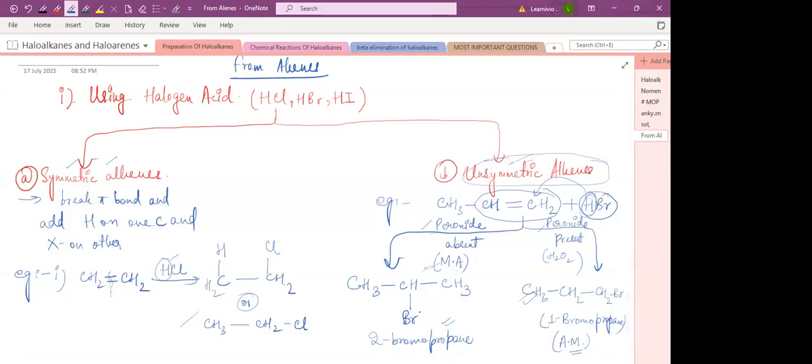Similarly, in the first case, when the peroxide is absent, the major product is 2-bromopropane, but the minor product will be your 1-bromopropane. Both products are formed, but the yield is very, very less. Suppose if this is 60%, then that is 40%, just like that.